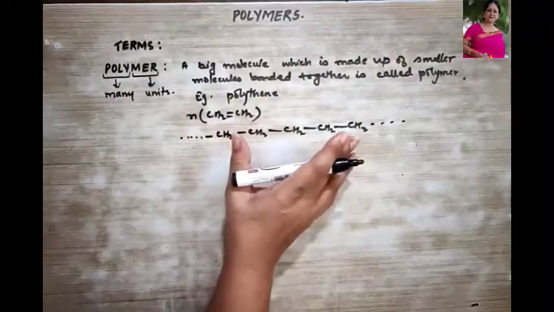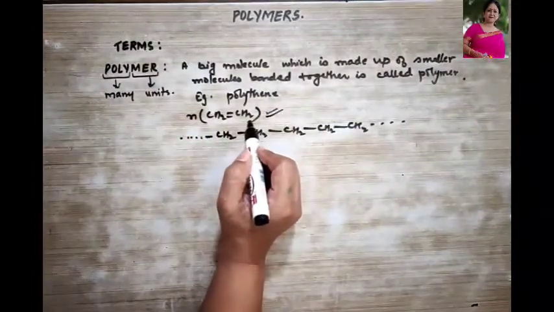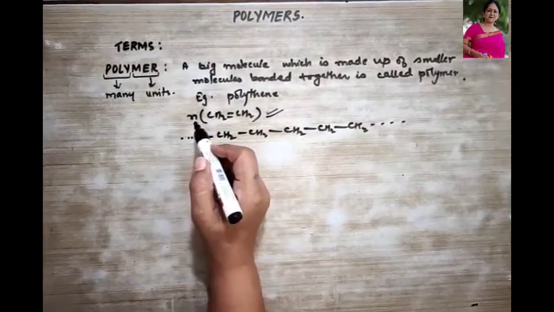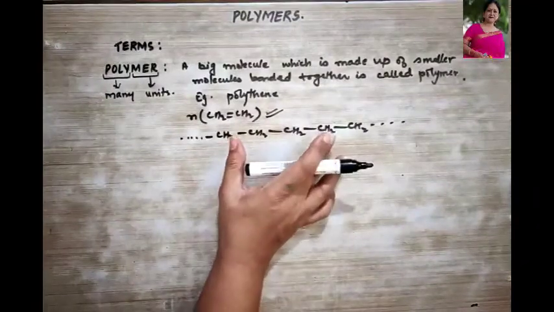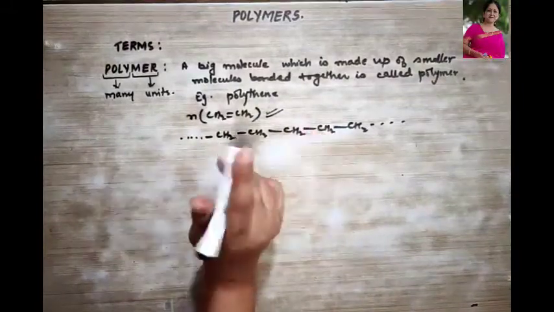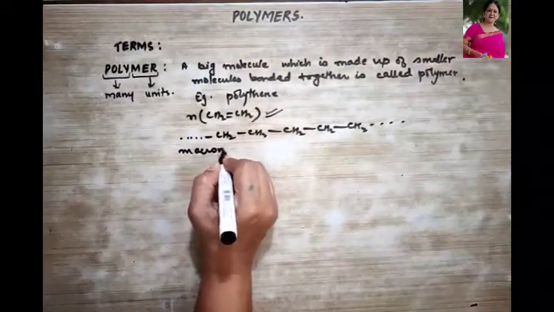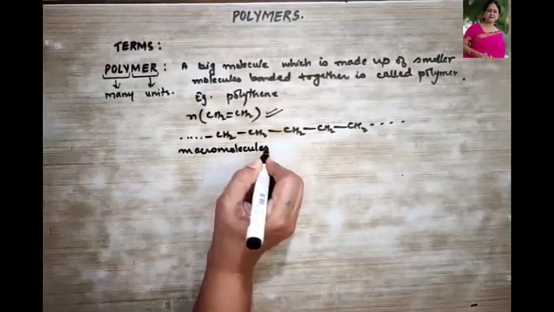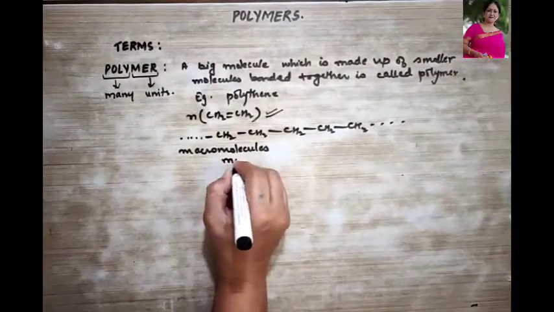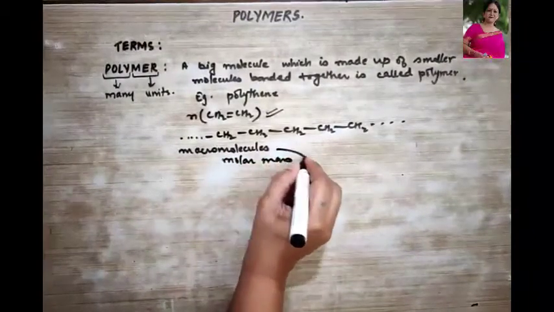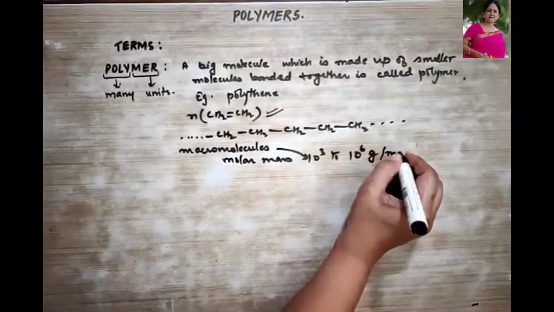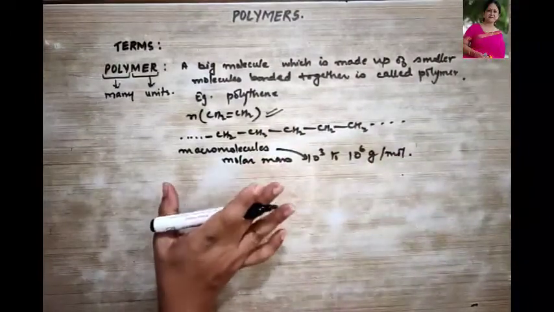So in a compact form, how is polythene written? It is written like this, where n is the large integer. The polymers having very large molar mass are termed as high polymers or macromolecules. What are they also termed as? Macromolecules. What is the range of the molar mass of macromolecules? It is around 10 to the power 3 to 10 to the power 6 grams per mole. Okay, so they are huge molecules.